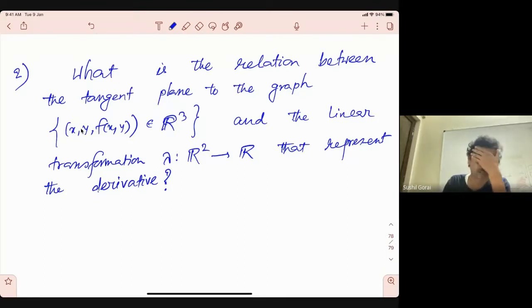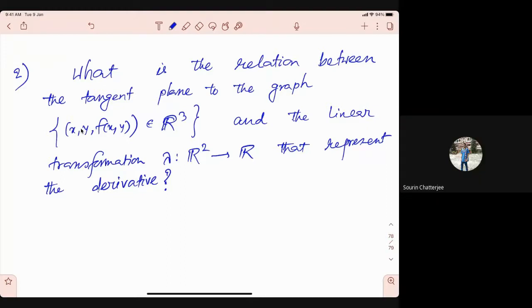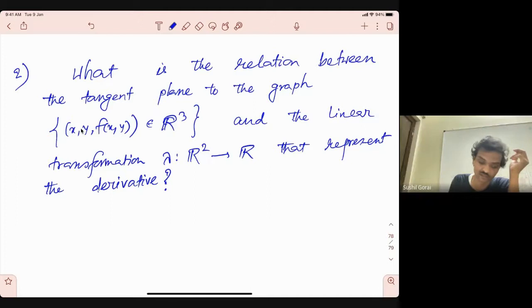So what is the candidate for lambda here? Do you have a candidate in mind? Anybody? So can you repeat, what is a candidate for this lambda? Or rather, what is a guess?